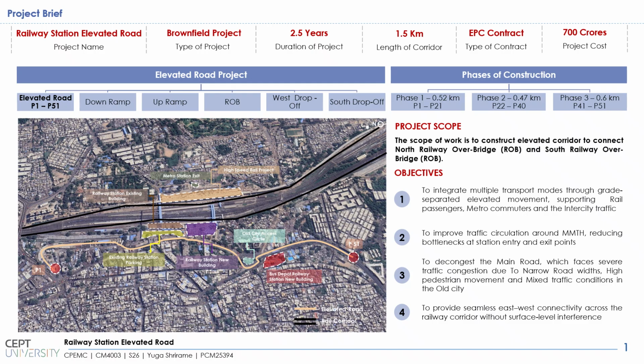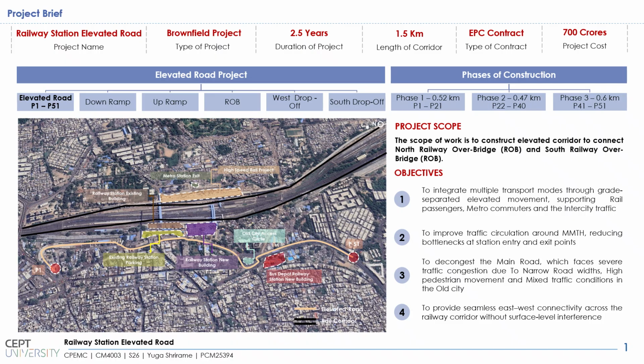Now talking about the project brief, the railway station elevated road is a brownfield kind of development, aimed to be completed within 2.5 years. The elevated road is a 1.5 kilometer stretch, comprising P1 to P51, but there are other parts of the elevated road as well, which comprise the down and up ramps, the two ROBs, which are the railway overbridges, and two drop-off points as well. The scope of this portfolio is only limited to the elevated road, which comprises P1 to P51.